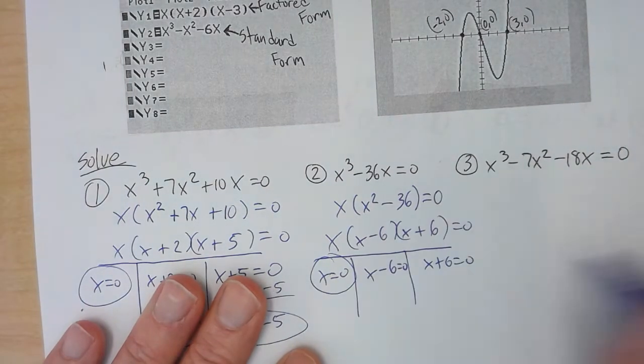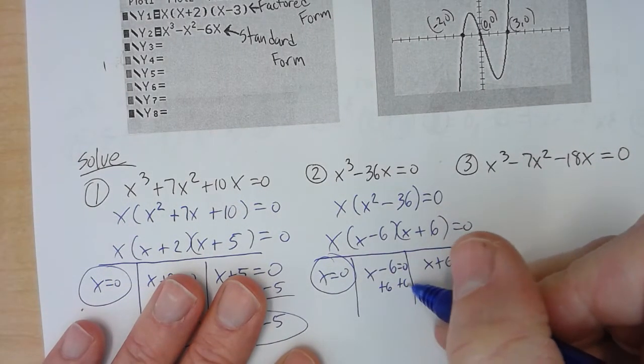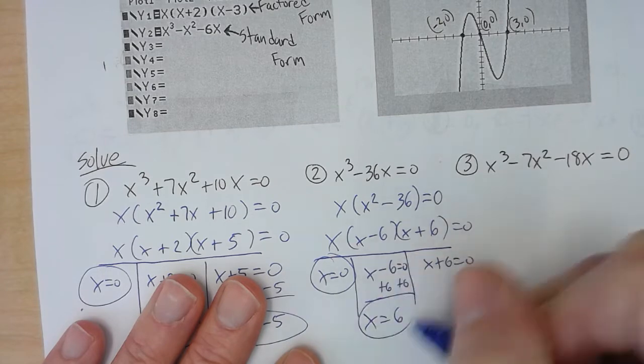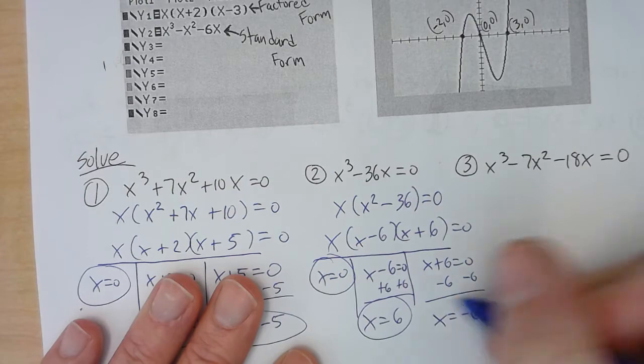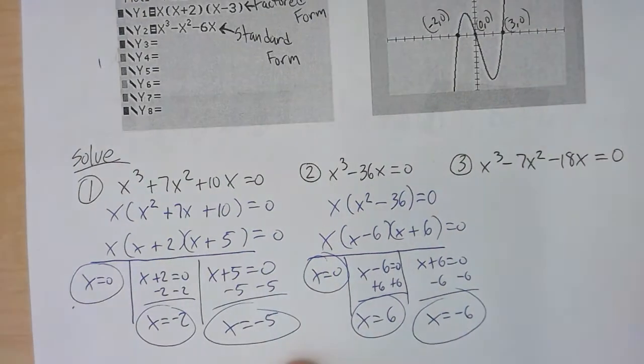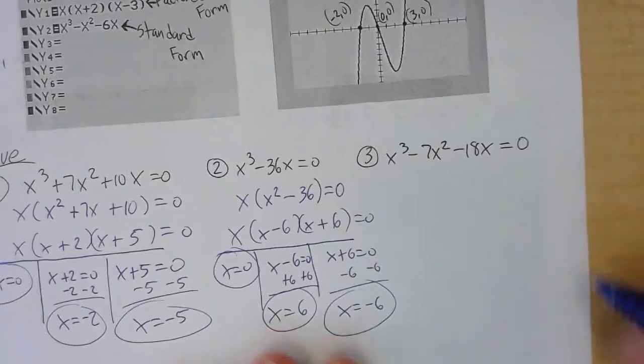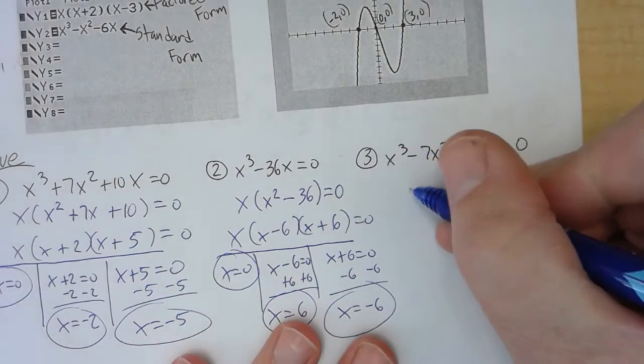So x equals 0 is one of the solutions. We add 6 over, and we get x equals 6 as one of the solutions. We subtract 6 over, and we get x is -6. That's one of the solutions. So there's 3 solutions to this. Okay, you try number 3.